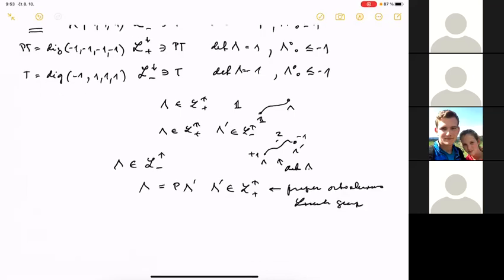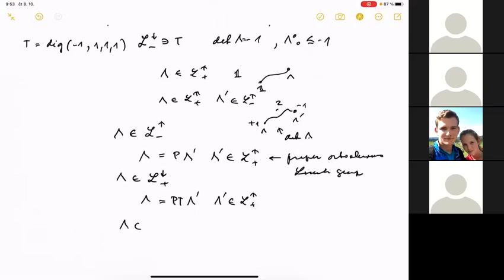And similarly, if we have lambda from this L plus downwards, we can write it again as this distinguished PT operator times some lambda primed, where again lambda primed is an element of the proper orthochronous Lorentz group. And of course, again, in the case of lambda from L downwards minus, it can be written as the T operator, the time inversion operator, times some transformation lambda primed from the proper orthochronous Lorentz group.